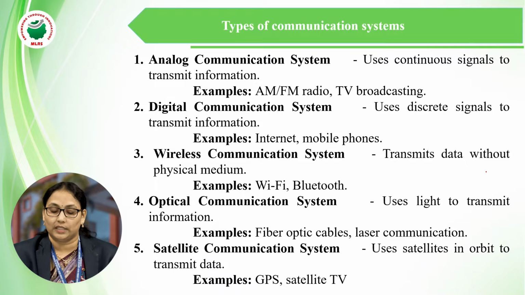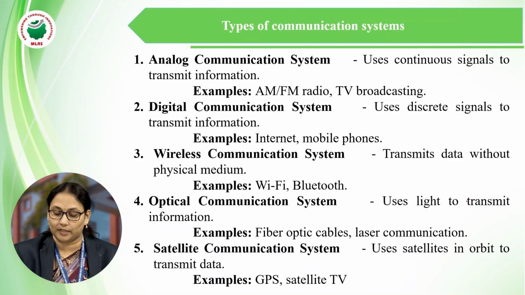The second one is the digital communication system. It uses discrete signals to transmit the information. The third one is the wireless communication system, which transmits data without a physical medium. In wireless communication, there is no physical medium to transmit the signal. Examples are Wi-Fi and Bluetooth.